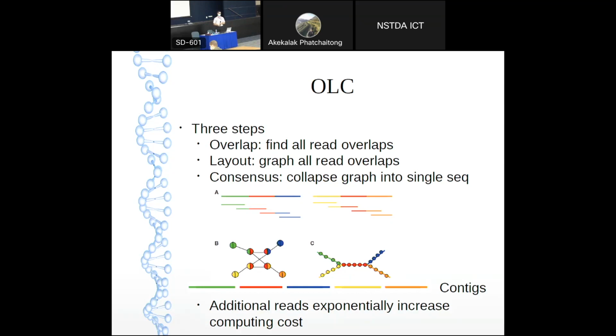So the first step here is to line up all of the reads to find the overlaps. This is then laid out into a graph showing the overlap of each of the reads. And this is then collapsed into single sequences. So you'll notice the single sequences are called contigs. So you'll notice that even though we essentially had 6 input sections, the output is 5 contigs.